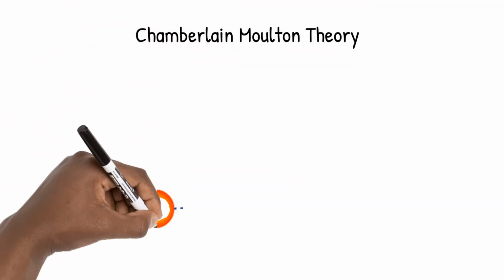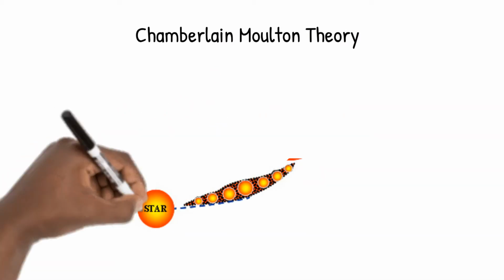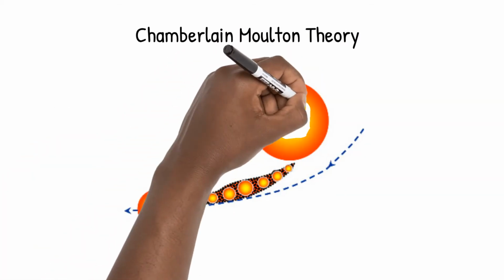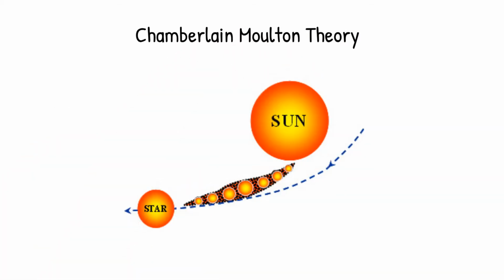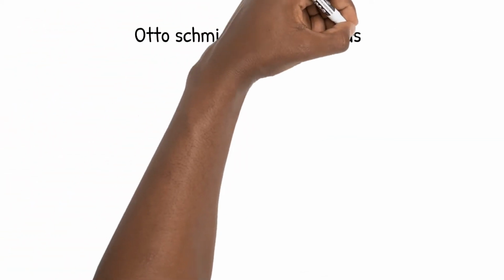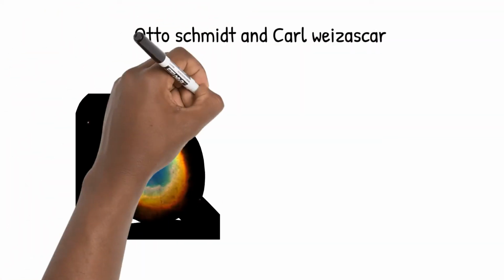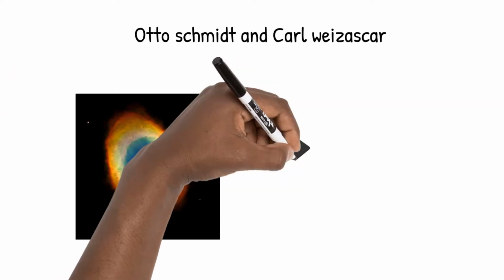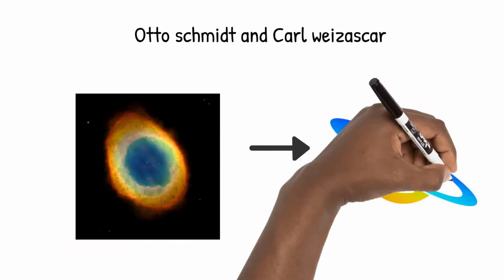The Chamberlain and Moulton theory stated that a wandering star approached the sun and formed a material that revolved around the sun to form planets. Other scientists, Otto Schmidt and Carl Weizsacker, suggested that solar nebular dust friction led to the formation of planets.